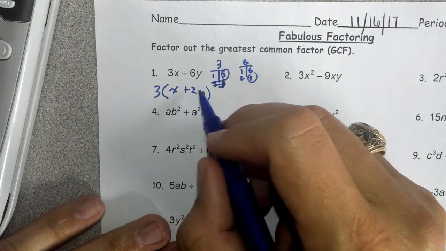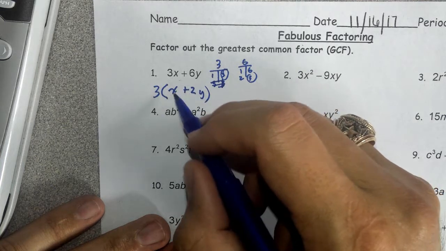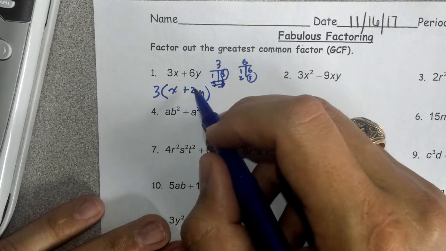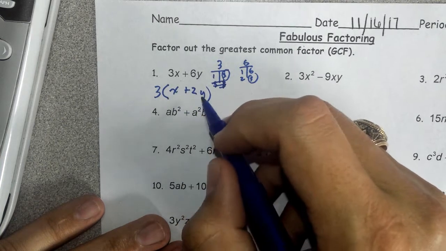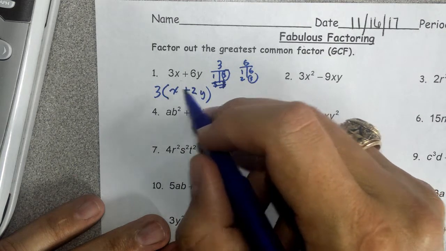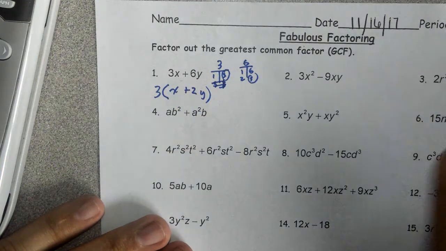But basically what you should have left in here is nothing that has anything in common. Everything here should be different. They should both not have x's, they should not have any type of numbers that have a factor.